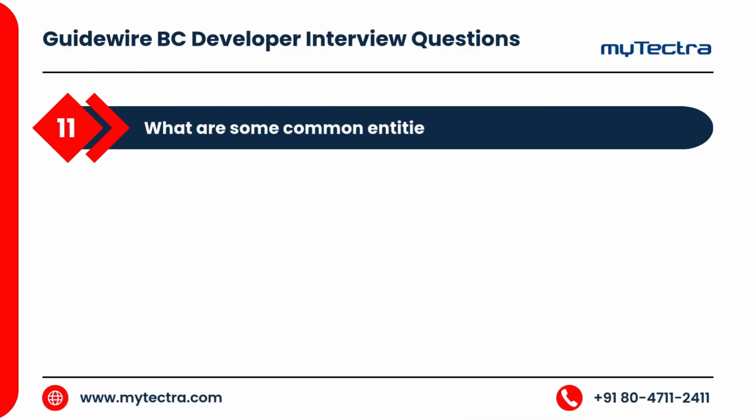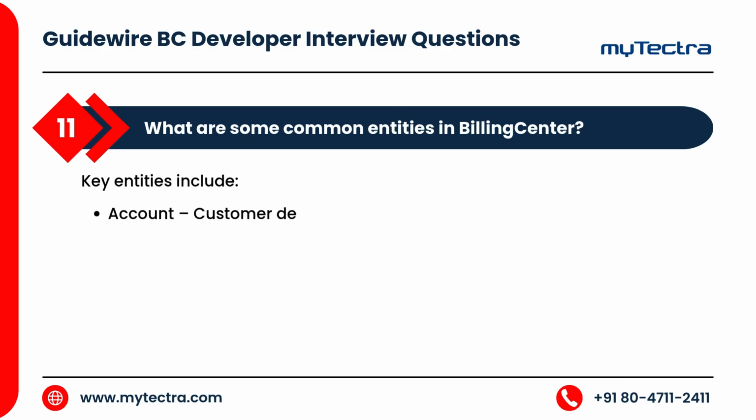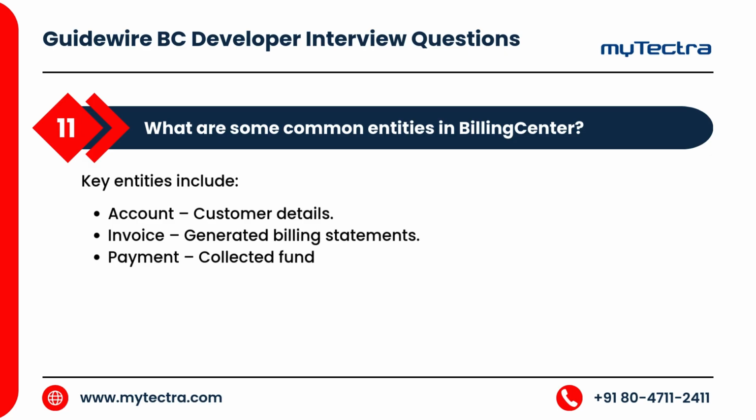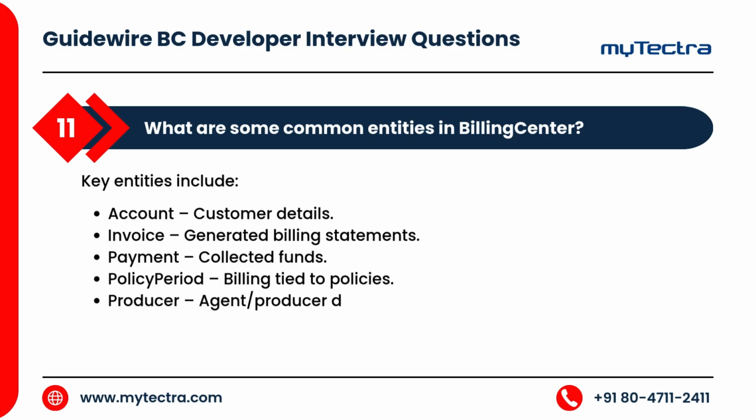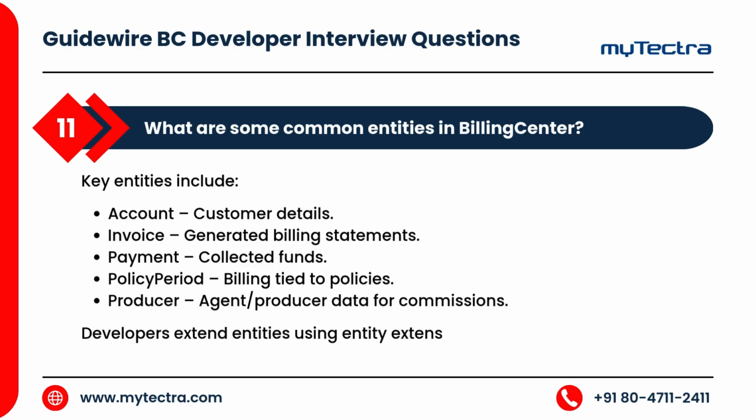What are some common entities in BillingCenter? Key entities include account, for customer details; invoice, for generated billing statements; payment, for collected funds; policy period, for billing tied to policies; and producer, for agent or producer data for commissions. Developers extend entities using entity extensions.